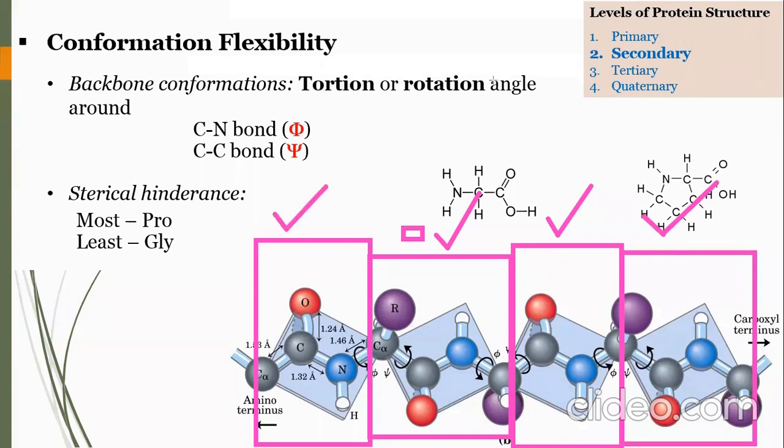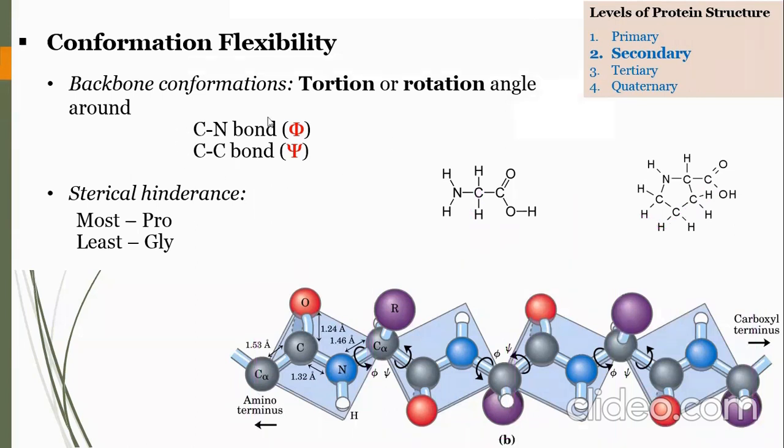And this movement is normally the torsion or rotation angles around this carbon nitrogen bond, this bond. So if we can see this carbon alpha and nitrogen bond, this bond is known as Phi bond. This Phi bond between carbon alpha, that means the chiral carbon, and this nitrogen. This is the alkyl group, actually, this one.